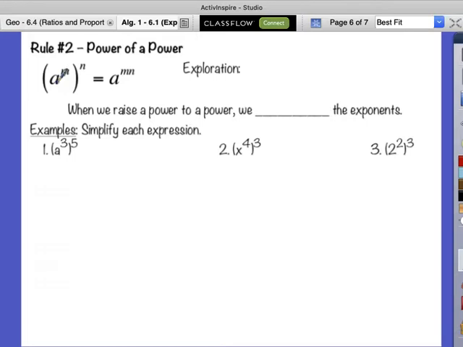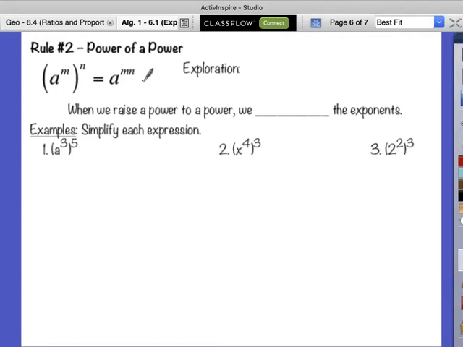If we have any base a, it could be 2, it could be 4, it could be 3, it could be 2,412, to the mth power, and this is all being raised to the nth power. What we end up doing is we have a to the m times nth power. We end up multiplying them.